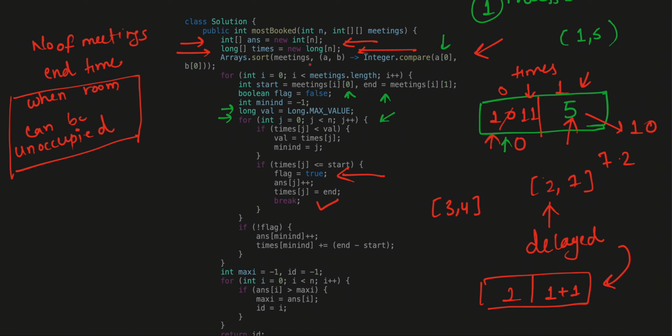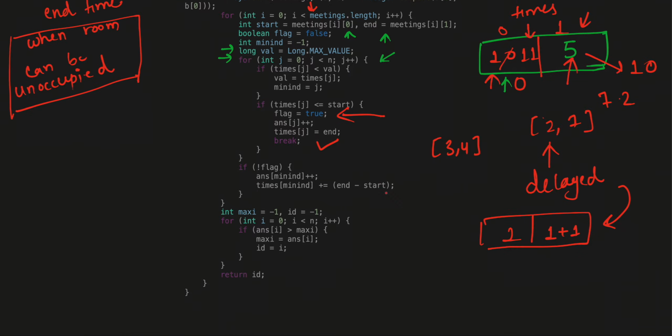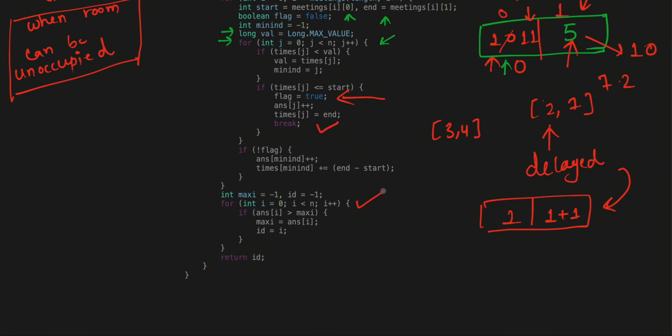Now this iteration on meetings gets over, and I will be iterating my answer array. As we discussed above, the answer array will get populated by 2, 2, and when I start iterating, I will be finding the 0 index as my answer.